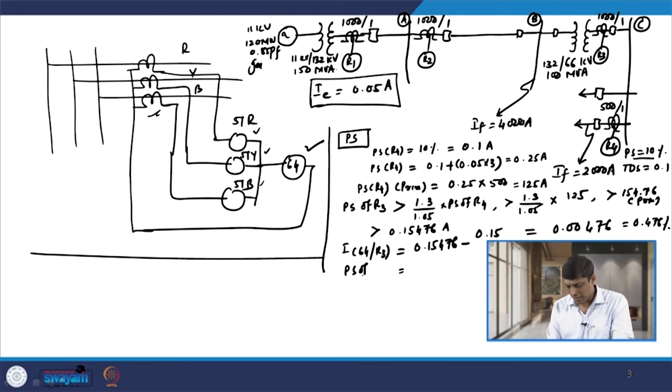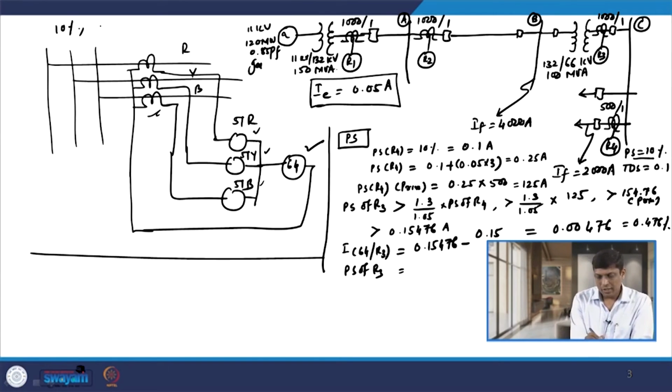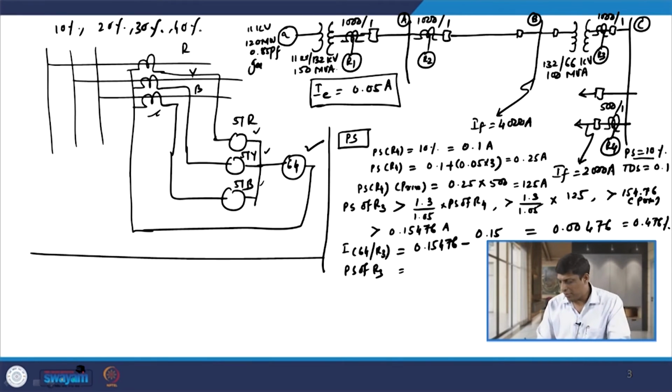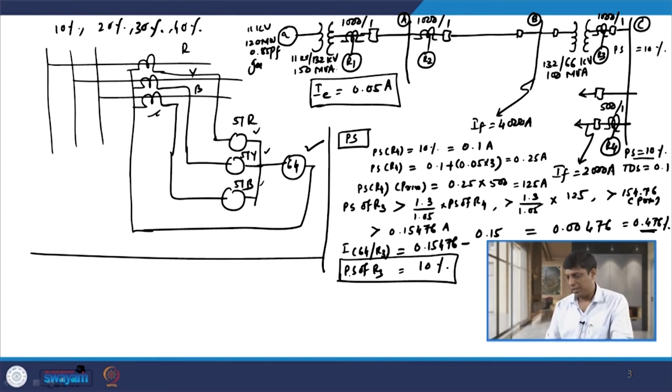Now, the plug setting range available for the ground relays R1, R2, R3, R4 is 10%, 20%, 30% and 40%, in steps of 10%. So, the next available range higher than 0.476%, that is 10%. So, we can select the plug setting of R3, that is 10%. Let us write down the plug setting of R3, that is 10%, right. That is one thing. So, we have decided the plug setting of relay R3.